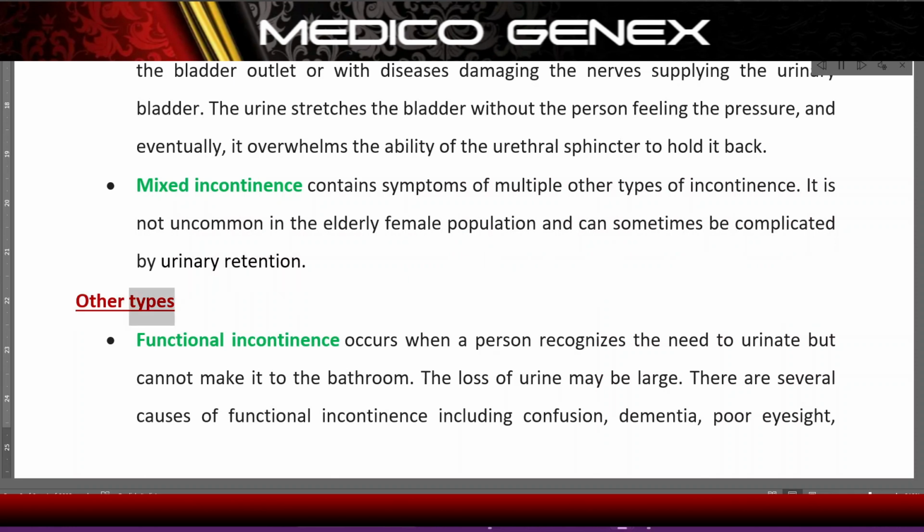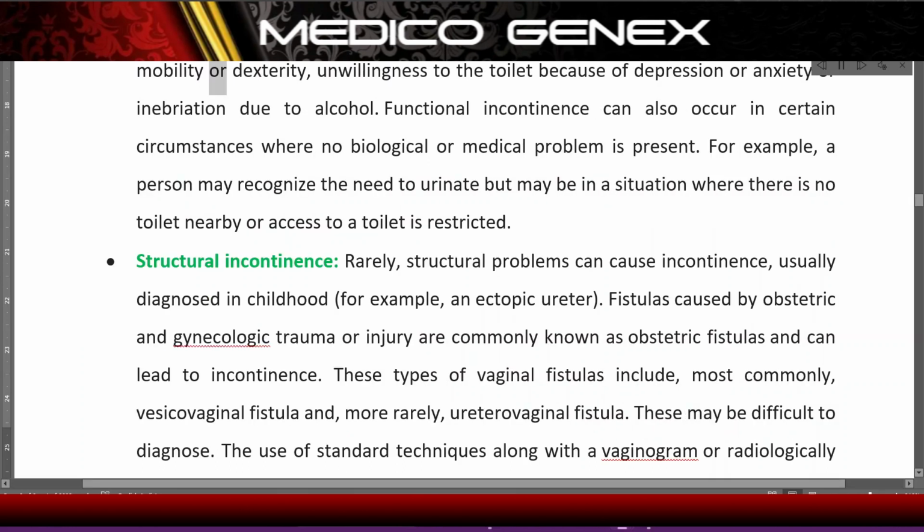Other types. Functional incontinence occurs when a person recognizes the need to urinate but cannot make it to the bathroom. The loss of urine may be large. There are several causes of functional incontinence including confusion, dementia, poor eyesight, mobility or dexterity, unwillingness to use the toilet because of depression or anxiety, or inebriation due to alcohol. Functional incontinence can also occur in certain circumstances where no biological or medical problem is present. For example, a person may recognize the need to urinate but may be in a situation where there is no toilet nearby or access to a toilet is restricted.